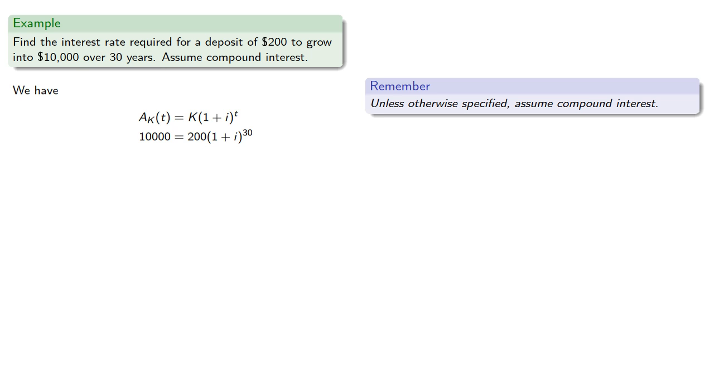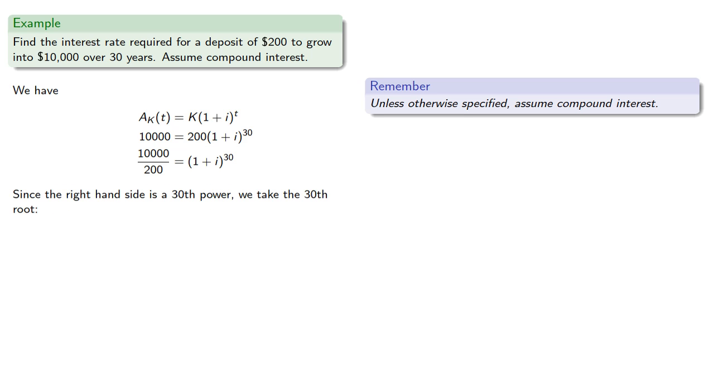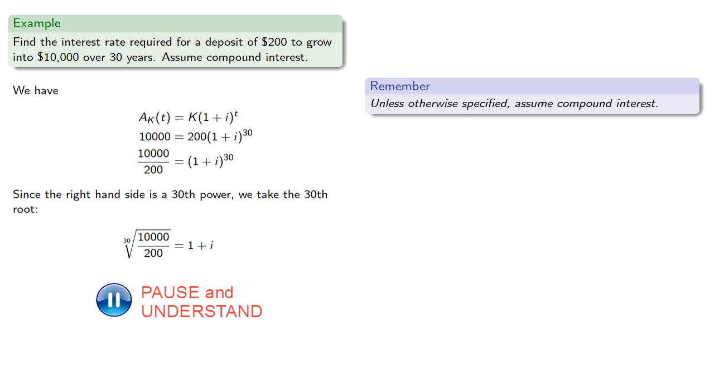So the last thing we do is the first thing we take care of. So over on the right-hand side, we're multiplying by 200. So we'll divide by 200. The right-hand side is a 30th power, so we'll take the 30th root. And then we'll subtract 1 to get the interest rate.